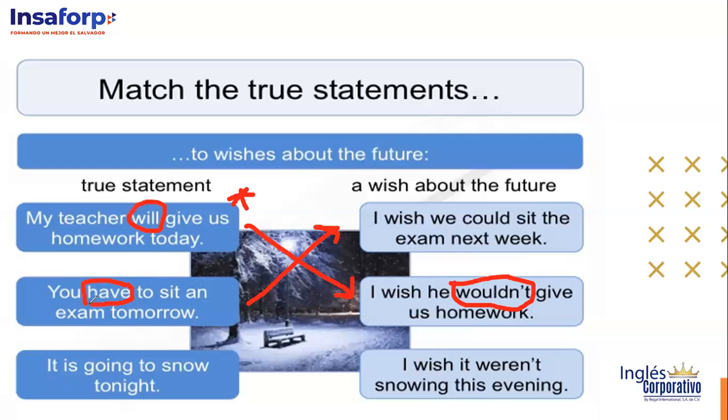However, like I said, that is going to depend on the situation. Look at this. This is in the positive form. It says you have to sit an exam tomorrow. I wish we could sit the exam next week. But the structure, the combinations, don't change at all. So you have simple future and would, simple present and simple past, because the past of can is could.